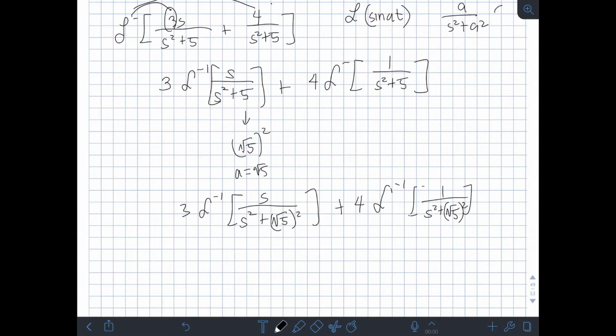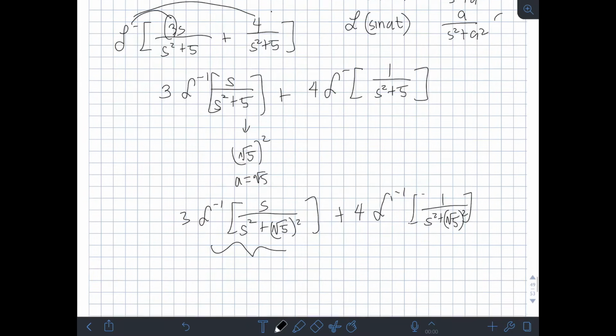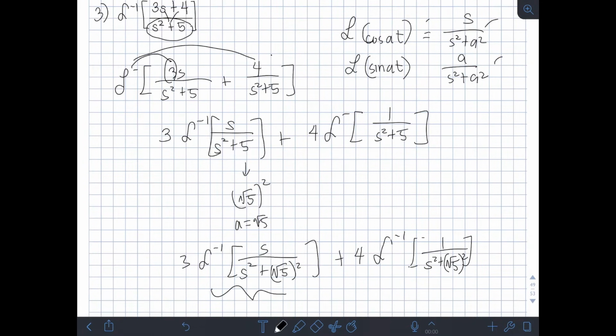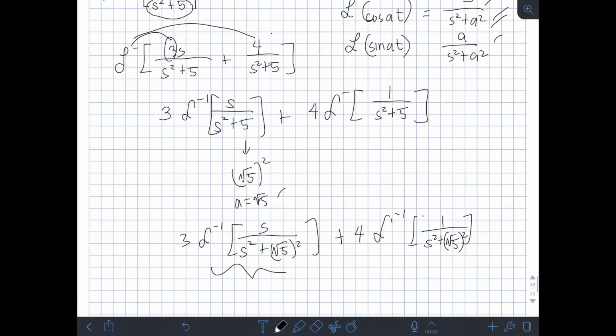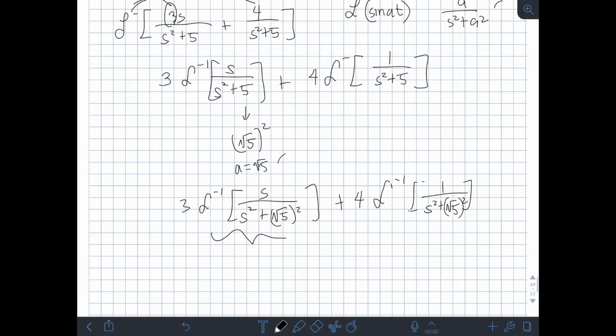Okay? With this first part, we can readily apply the Laplace transform of cosine at, right? Because this is already its form, s over s squared plus a squared, where our a is square root of 5. Therefore, this is equal to 3 times cosine square root of 5t right away.